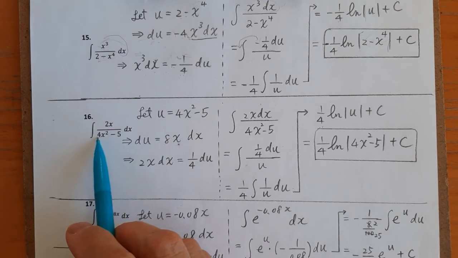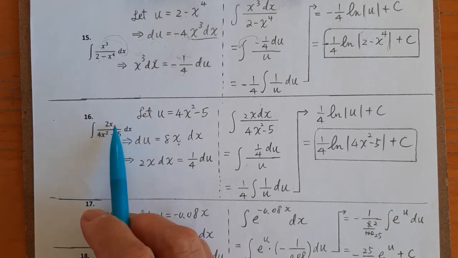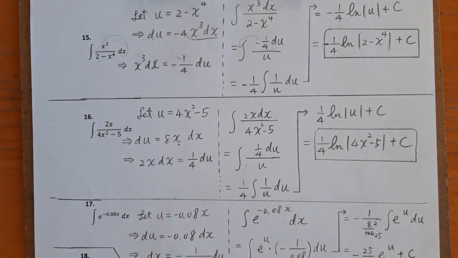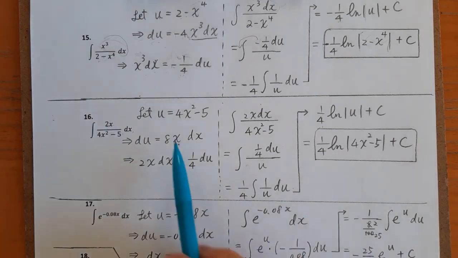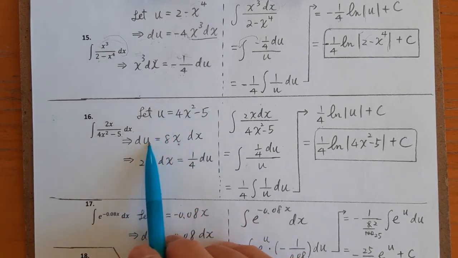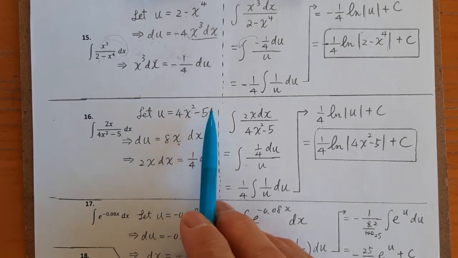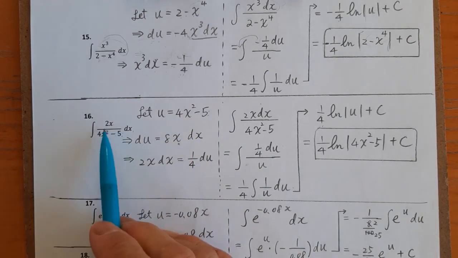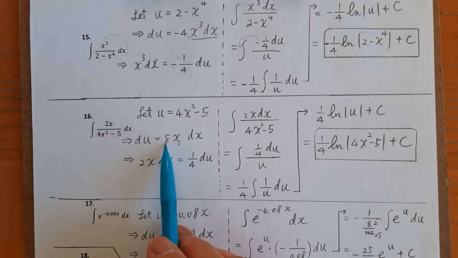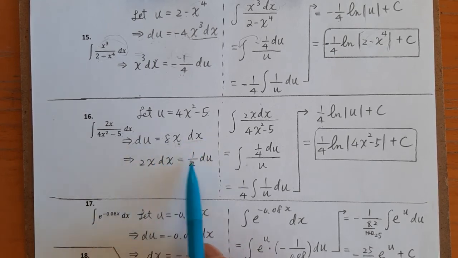You observe this denominator, 4x squared minus 5, you take derivative, you got 8x dx. And here's 2x dx. So you will know you can use u sub. So you let u equal 4x squared minus 5. Take derivative, get du equal 4 times 2 is 8x dx. 5 take derivative is 0. And here want 2x dx. So you divide it by 4 both sides. If you divide it by 4, this side got 2x dx. And this side divided by 4 is 1 over 4 du.